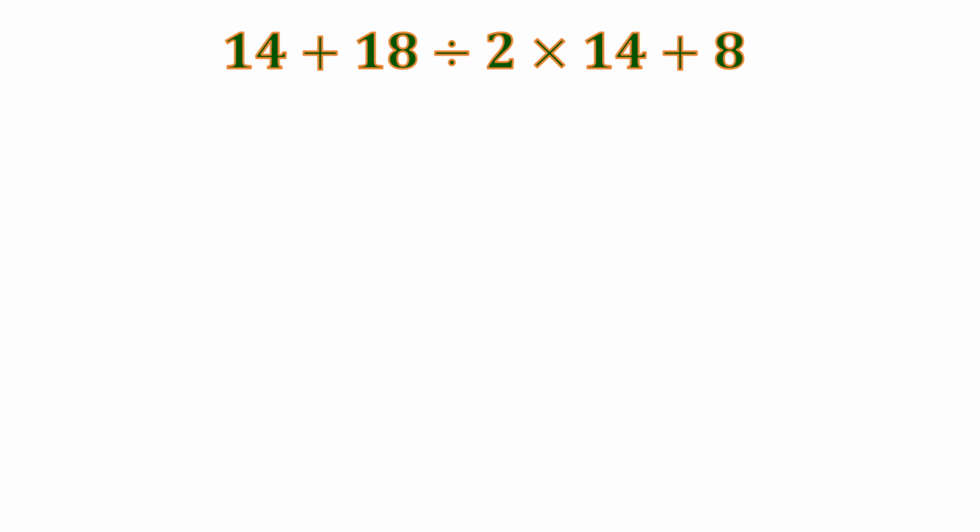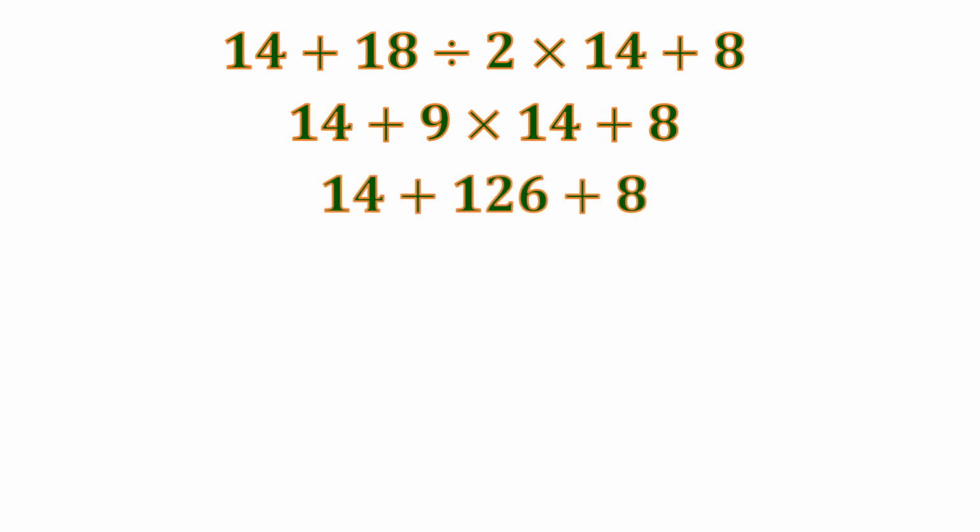So let's have another example. 14 plus 18 divided by 2 times 14 plus 8. We have division and multiplication, and we have to decide which one should be done first. From the left, the division comes first before the multiplication. So we have to do division first before multiplying. So 18 divided by 2 is 9. And then we're left with three operations. Of course we have to multiply first before you add. So 9 times 14 is 126.